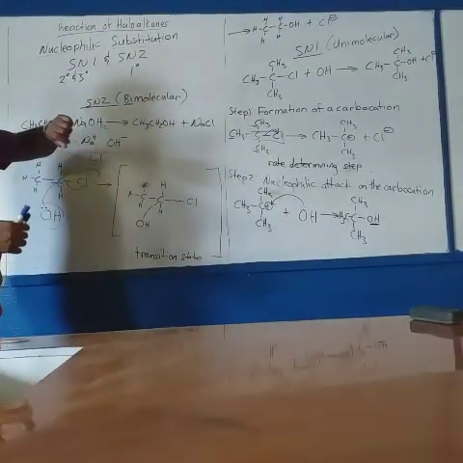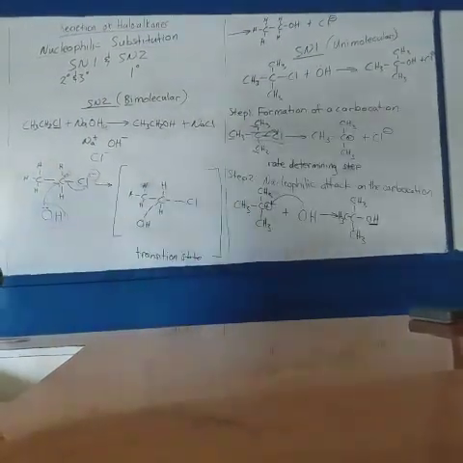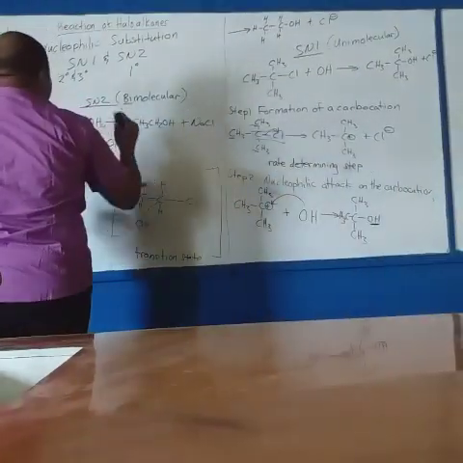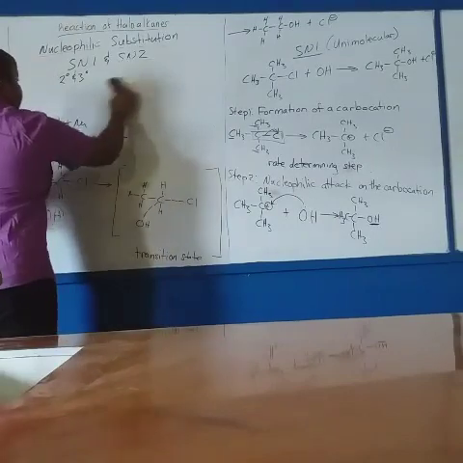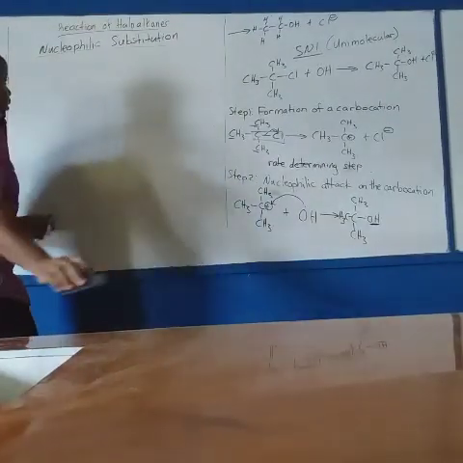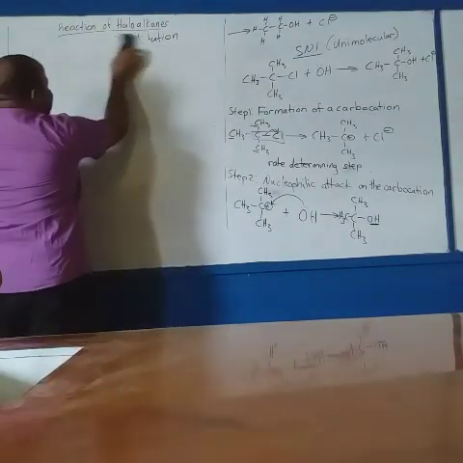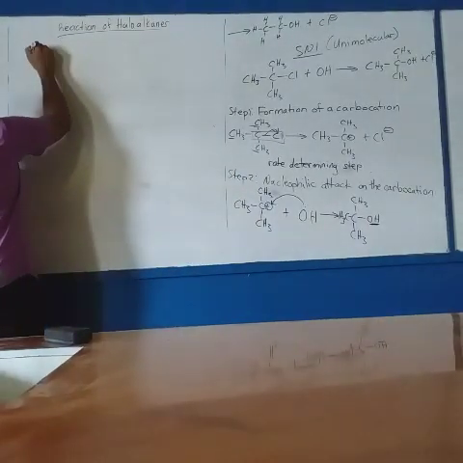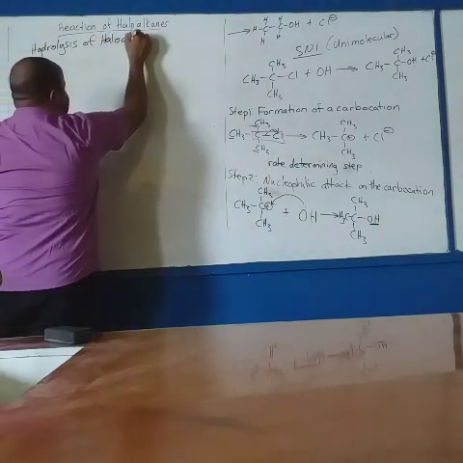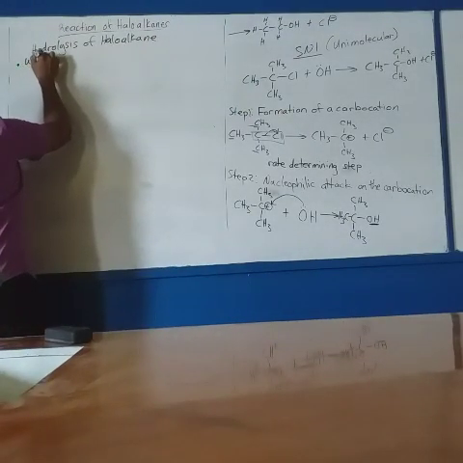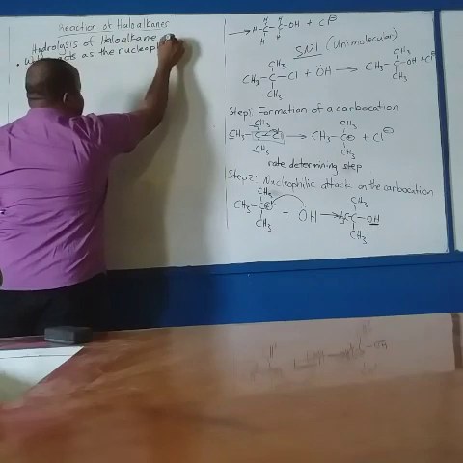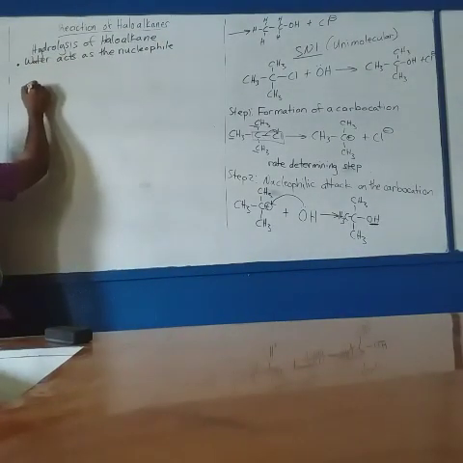Now, sometimes water will also act as your nucleophile, and that is called hydrolysis of haloalkane. It is still nucleophilic substitution. So in the hydrolysis of haloalkane, water acts as the nucleophile. So let's look at the example. So let's do chloroethane again.